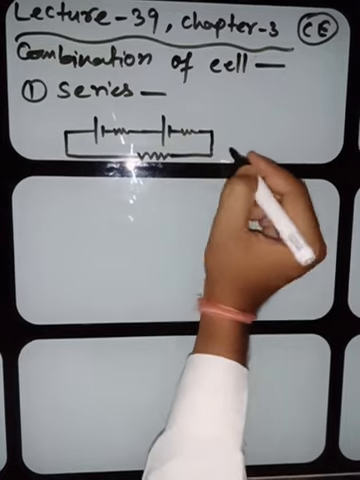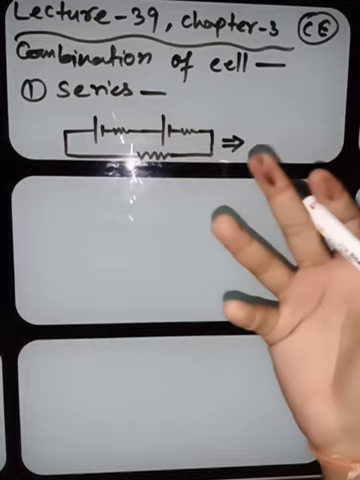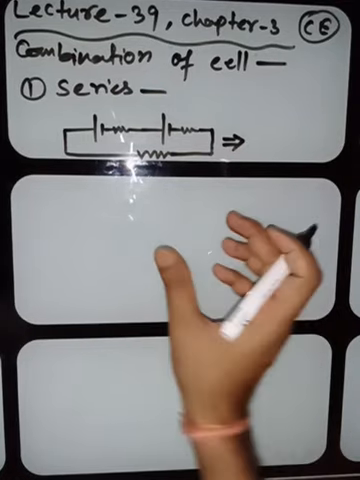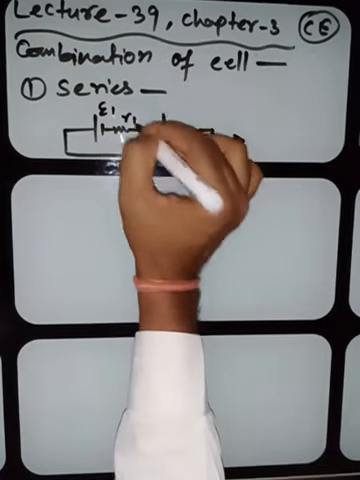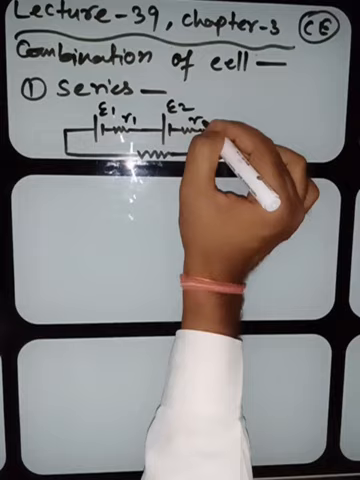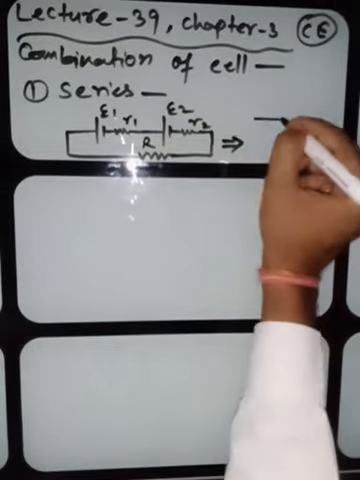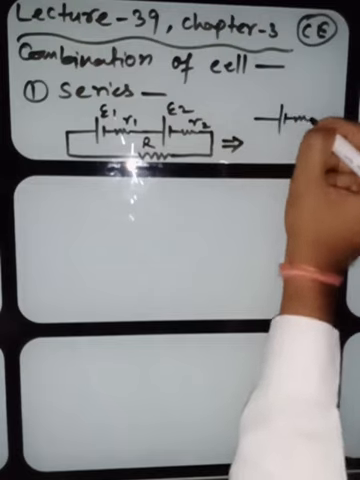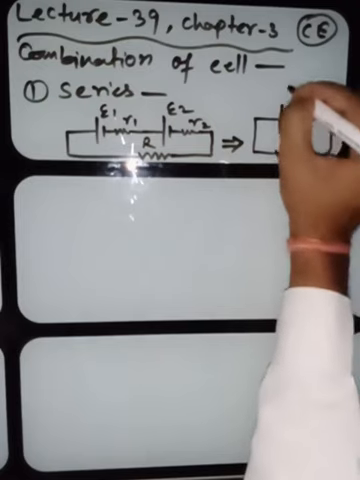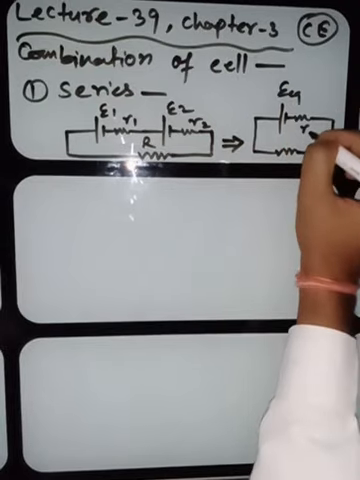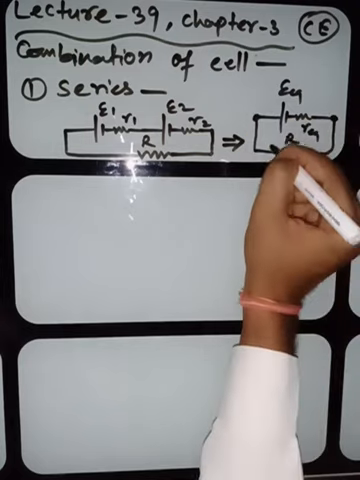Okay, what is the aim of combination? The aim of combination is to find a substitute, one cell on behalf of a number of cells. If it is E1 with internal resistance R1, E2 with internal resistance R2, and it is load resistance R, then we can use one cell. Okay, and it is also connected with the same load resistance. Now this will be the R equivalent, and this is the R. Okay, and this is the terminal.